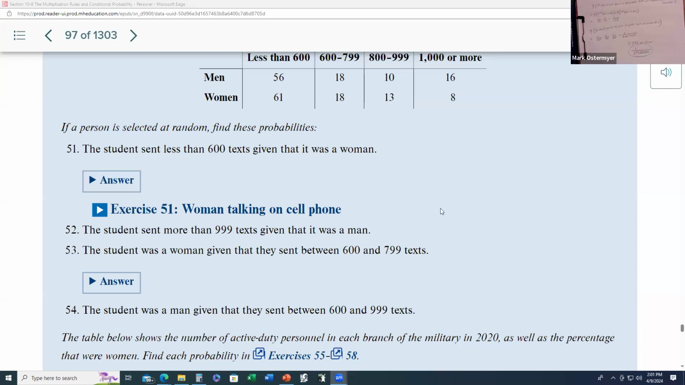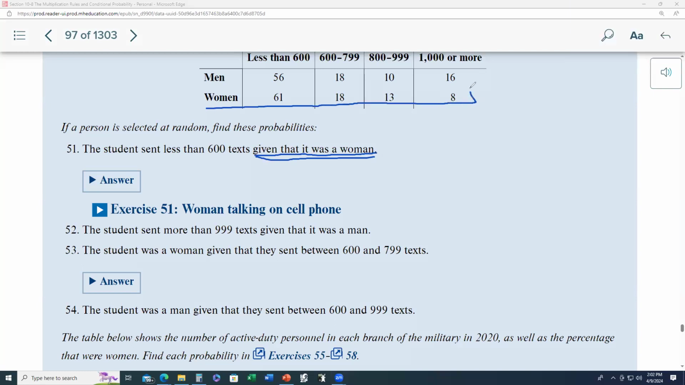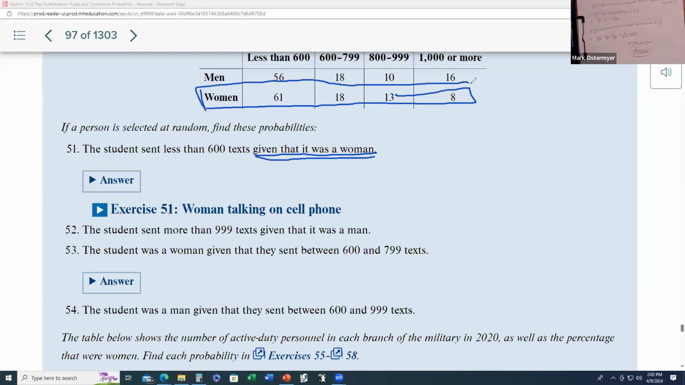Okay, so given that it was a woman confines us to what row or column? Given that it was a woman, locks us into what row or column? The woman row, correct? Yes. We're locked into this row. All right, so we're locked into this row. Now, given that we're locked into that row, let's answer the question. What's the probability the student selected sent less than 600 text messages a week?